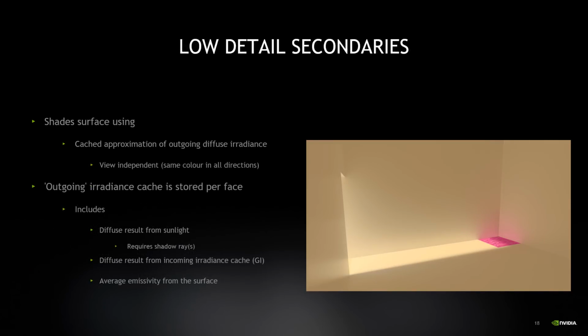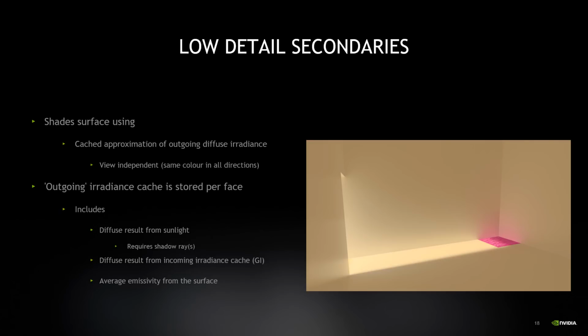What happens when we shade using our low detail shading method? Here we're using a slightly different cache. This time it's a cache of outgoing irradiance from the surface. When we're looking up data from the cache, we're really asking it what the radiance is in the direction of the ray. But the shading model that we're using here is very simple and independent of view direction. So in this cache, the outgoing radiance is the same in all directions. So we call it the outgoing irradiance cache.